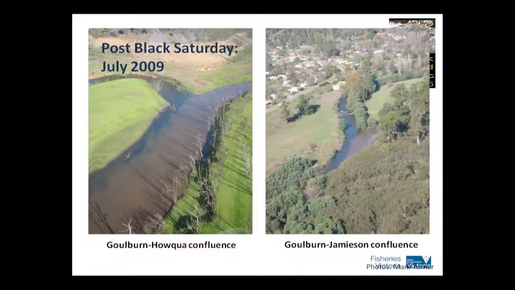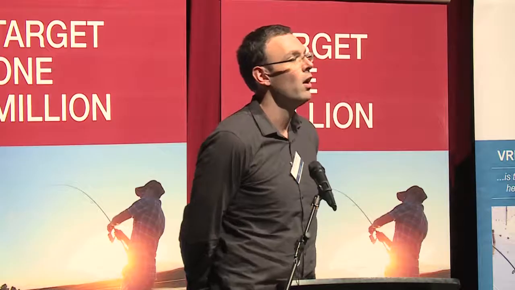So this is 6 months after the bushfires, and here we see the Goulburn River. On both sides here on the right, this is where it joins the Howqua, this is where it joins the Jamieson. And hopefully it's clear, you can see that there's clear water coming out of the Howqua, clear water coming out of the Jamieson. You've got this chocolate soup coming down the Goulburn. So again, bushfire can have pervasive effects on the stream.